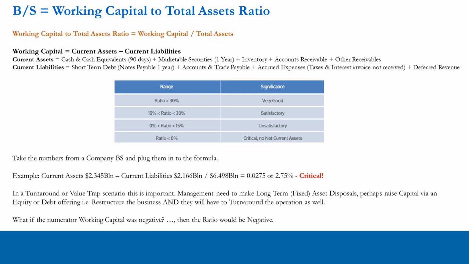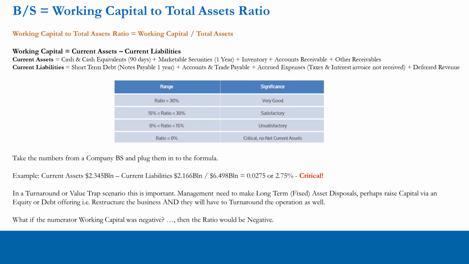So they have to restructure the business, and on top of that, they will also have to turn around the operation as well. If they can make some asset disposals, even if they're at non-favorable prices, then we could see a turnaround in the cash position. They can use that to pay down some debt, and we can therefore improve the numerator in the working capital to total assets ratio, and therefore improve the working capital position and the ratio itself.